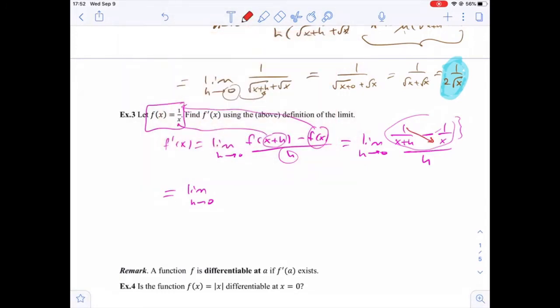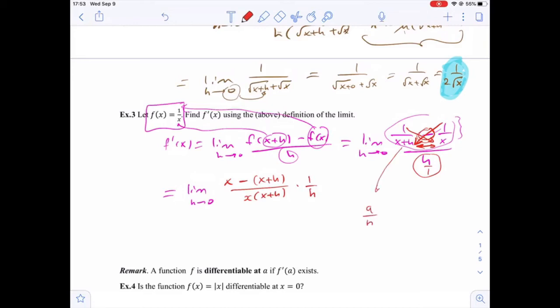1 times x is x, then the sign here is minus, then 1 times x plus h. We put x plus h in parentheses so that we don't confuse it with the negative sign, over the product of the denominators, x times x plus h. And then what about this denominator? We multiply by the reciprocal of this denominator. Let me explain this more.